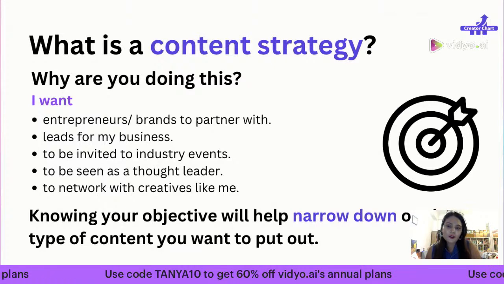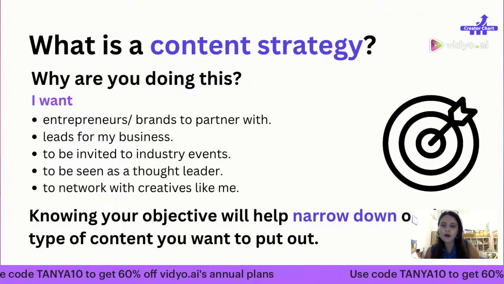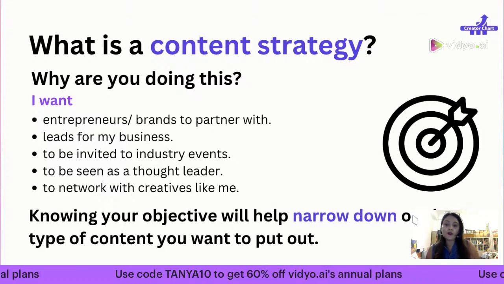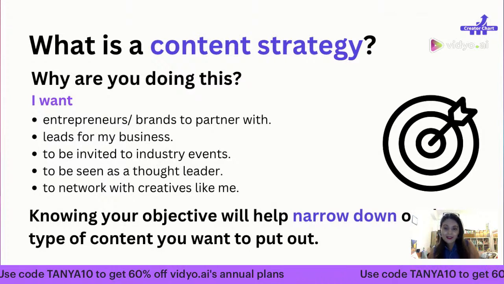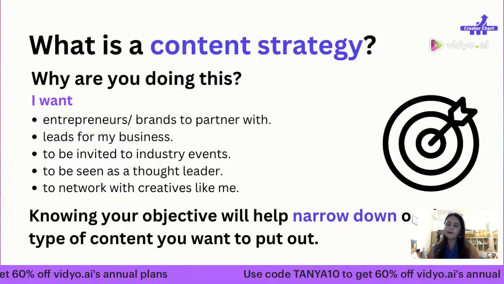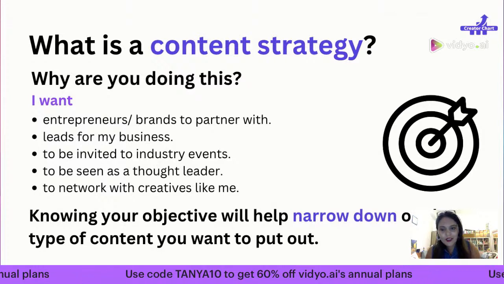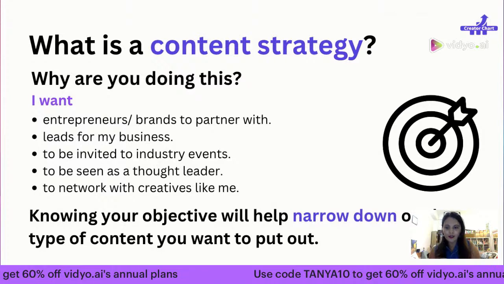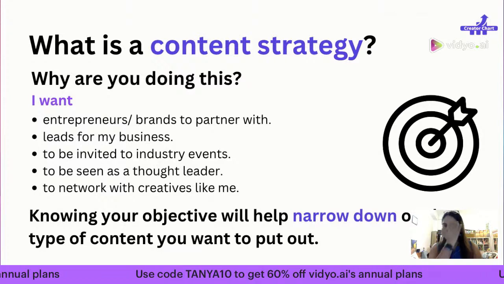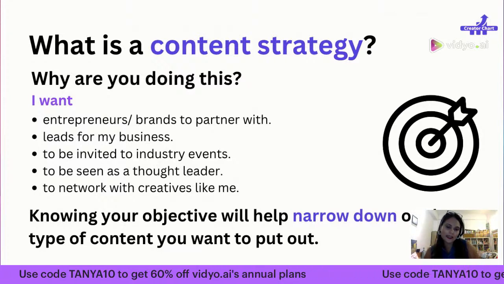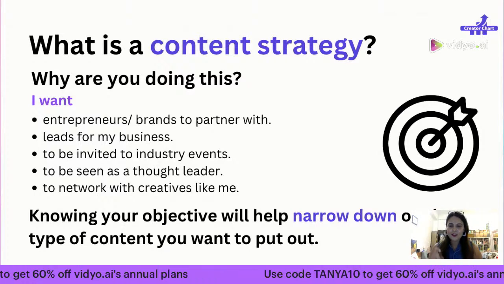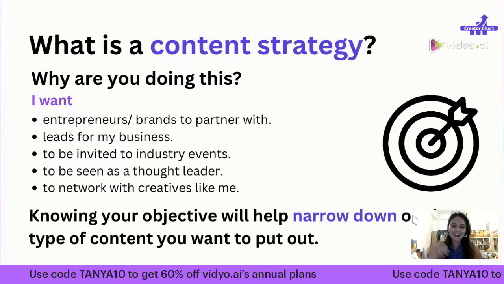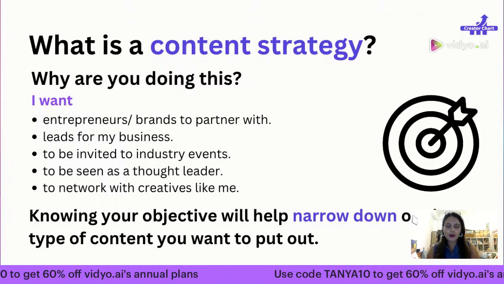Now, your purpose is always going to be either that I want to work with other entrepreneurs, I want to partner with brands, I want to collaborate with them. If you're an entrepreneur, you might also want to look for leads for your business, even hire from LinkedIn. You might want to get invited to industry events. You want to be seen as a thought leader. You might even want to network with other creators like yourself, right? Because there are a lot of creators on LinkedIn. Now, knowing this objective, and usually I would ask you to have two or three. It could be all of them, but having the top two or three really helps you to start with.